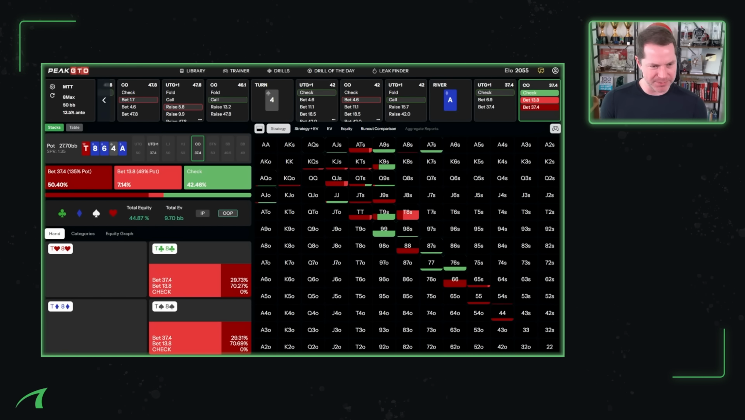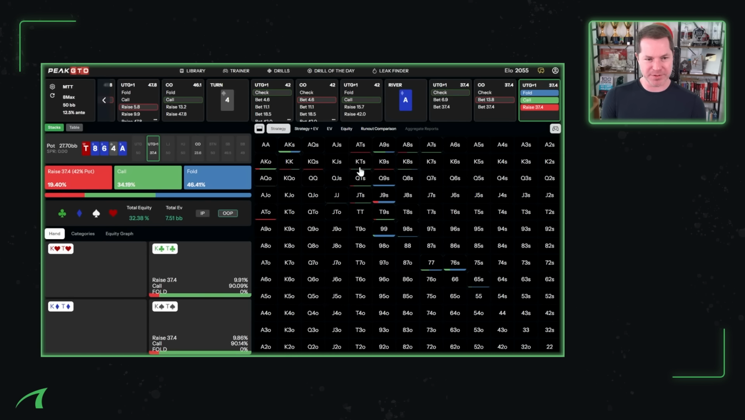You will find that sometimes GTO solvers do split the ranges, especially when 10-8 is just good enough to value bet. Because notice when we value bet, they are supposed to call stuff like king-10, king-8, queen-10, jack-10, right? So this is a situation where we definitely can get called by worse for the small bet. I know it feels a little uncomfortable, but it is a good play in the spot to have this strategy.